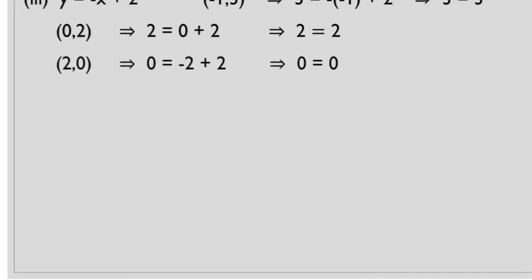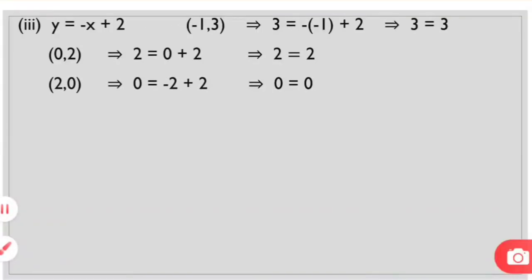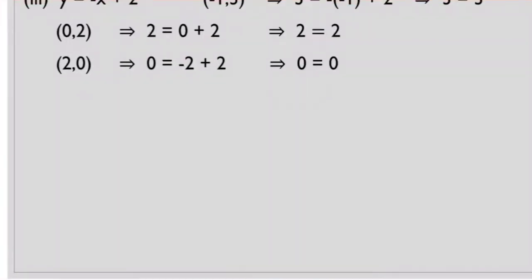Now the third pair, that is 2, 0. Again y is 0, x will come as it is, minus x. So we have to write minus 2 plus 2. Here we can see the value of x is 2 only, but as it already has a minus sign ahead, we write minus 2 plus 2, that is 0 equal to 0. This pair also satisfies the given equation. Hence, the graph may be of this equation.